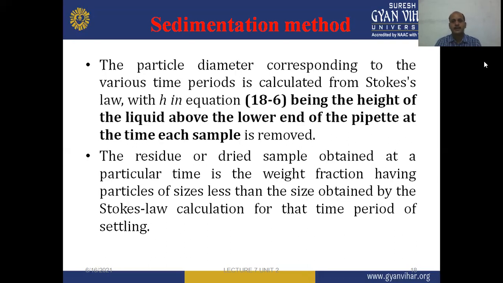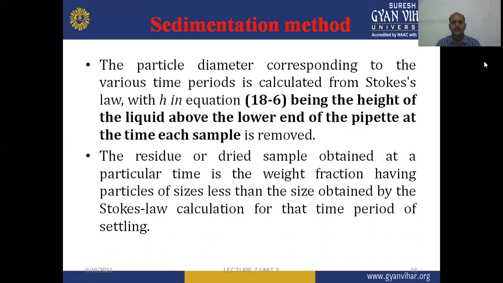The particle diameter corresponding to the various time periods is calculated from the Stokes law, as we discussed in the equation for Stokes law, and it is determined with the help of h in the equation. So it is the height of the liquid above the lower end of the pipette at the time each sample is removed. The residue or dried sample obtained at a particular time is the weight fraction having particles of sizes less than the size obtained by Stokes law calculation for that time period of settling. So by the help of the Stokes equation, we can determine the weight fraction of particles.